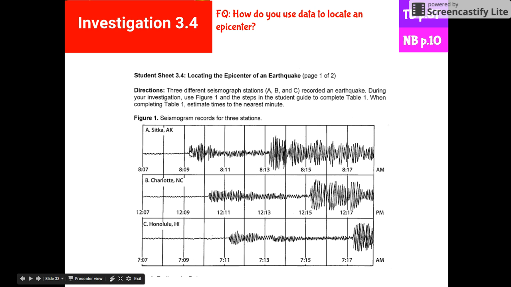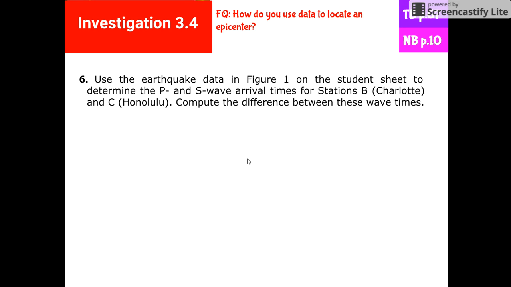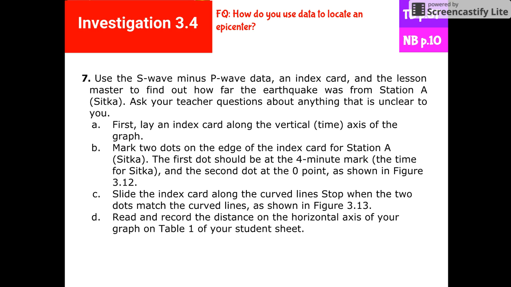So here's the information from your student sheet, and what you have here is the start of the P wave, and the start of the S wave, and you'll be calculating the time. So this would be 8:09, probably like 8:09 and 30 seconds, and this would be 8:13 and 30 seconds. You have to subtract that to find the amount of time in between those. You're going to use the information to calculate the difference between those wave times. You're going to use the S wave minus the P wave data and an index card and the lesson master to figure this out. So you're going to go through step A all the way through step D, okay?